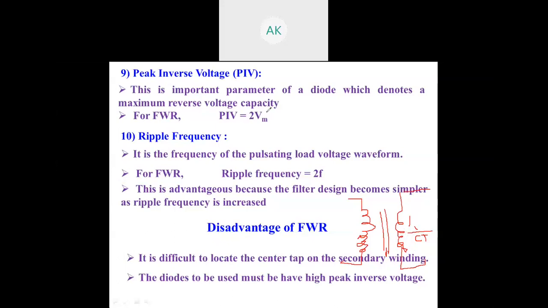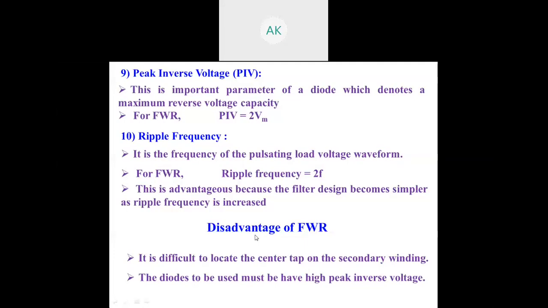Next, the peak inverse voltage for the full wave rectifier is 2Vm. So while selecting a diode, we require more highly rated diodes compared with the half wave rectifier. The diode used must have a high peak inverse voltage. So these are the problems associated with this.